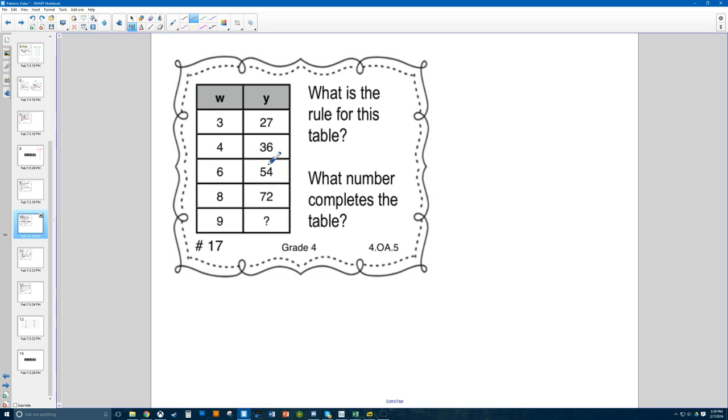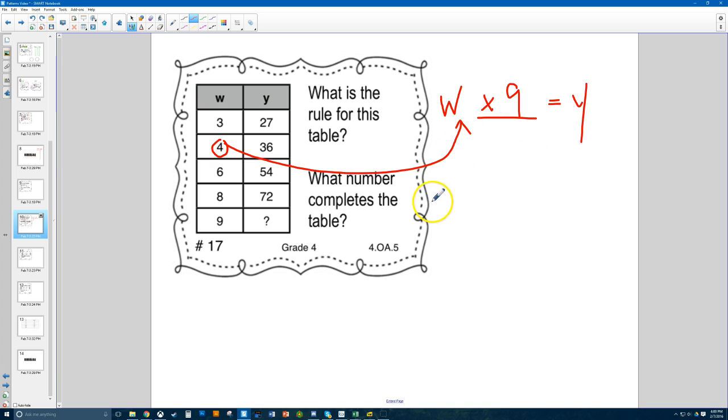Tables are actually one of the best ways to organize information to identify patterns. And so you'll notice here that in order to go from W to Y, I'm doing some sort of operation. It seems to be increasing by something. So if I was to take W and I multiply it by 9, notice how I would get Y no matter what. So if I took 4 and I plugged it in for W, and then I multiplied by 9, I would get 36, which is why there's a 36 in the Y column.